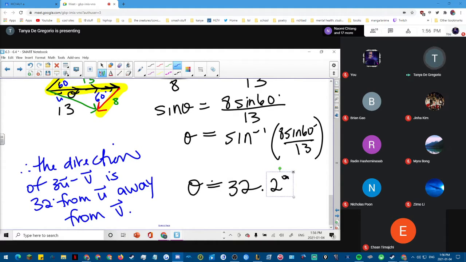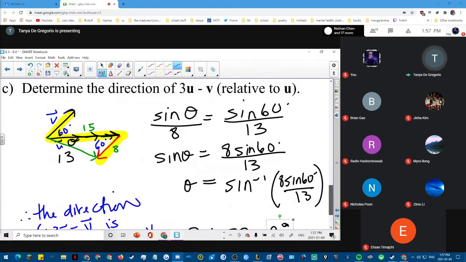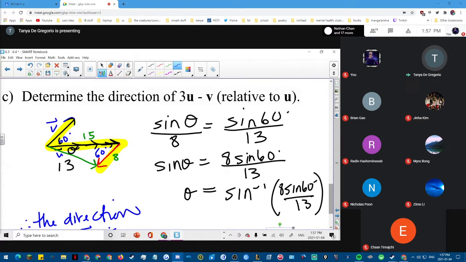Why is it away from v? Well, because this angle here is in the opposite. It's not touching. It's not anywhere close to where v is. V is here. Yes? And so it is away from v.